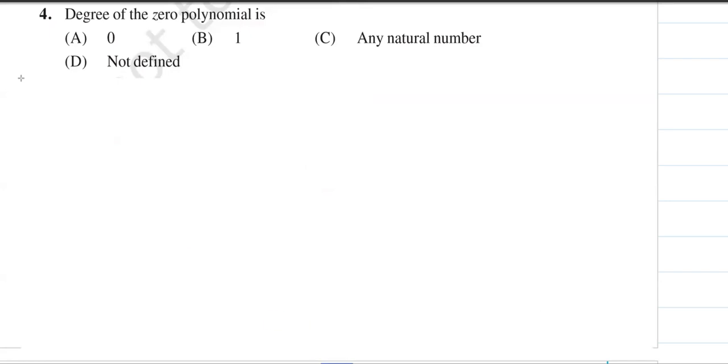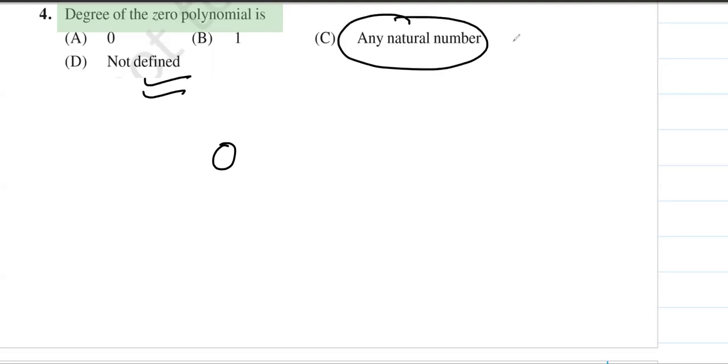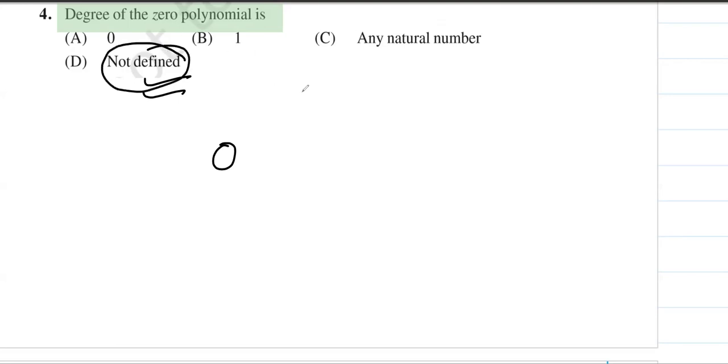Coming to the next part, that is the fourth part, here the question is the degree of a 0 polynomial. 0 is a 0 polynomial, right? So the degree of a polynomial is equal to the highest power of the variables. And we know that a zero polynomial does not have any highest power. Therefore, we say that the degree of the zero polynomial is not defined, right? So the zero of a zero polynomial is any number, but the degree of a zero polynomial is not defined.